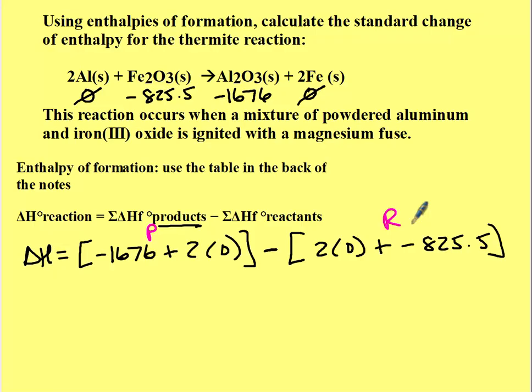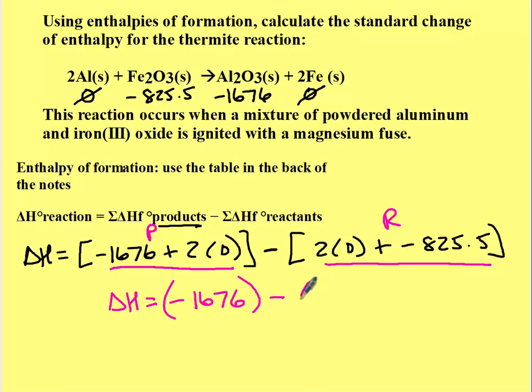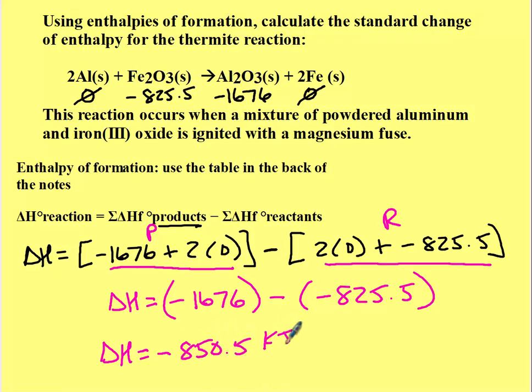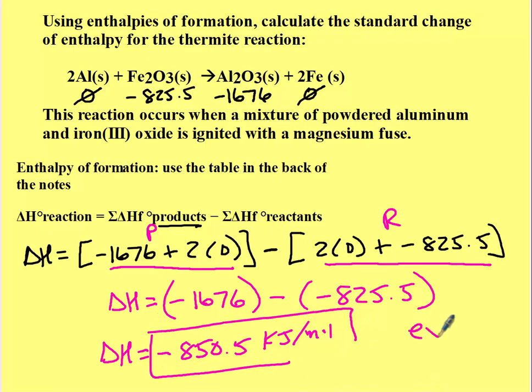The main place people mess up is just the algebra. They get this far and then they mess up plugging it in. So I highly recommend breaking up the problem and doing all of my products, get your answer, and then do this, get your answer. So delta H is equal to negative 1676 minus negative 825.5. Now plugging that in the calculator, my delta H is negative 850.5 kilojoules per mole. And that means this is exothermic.